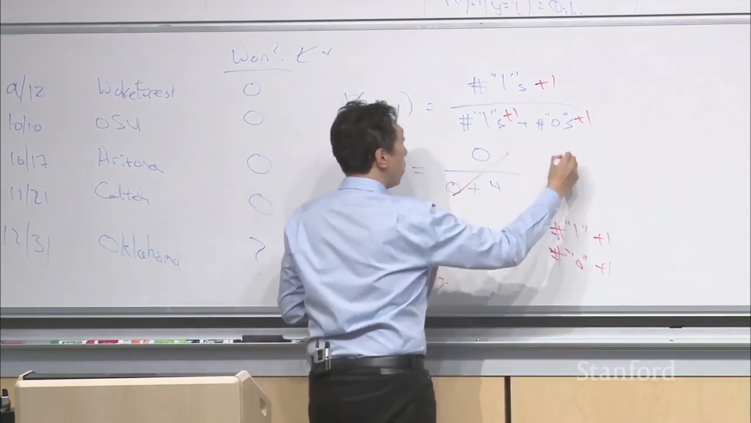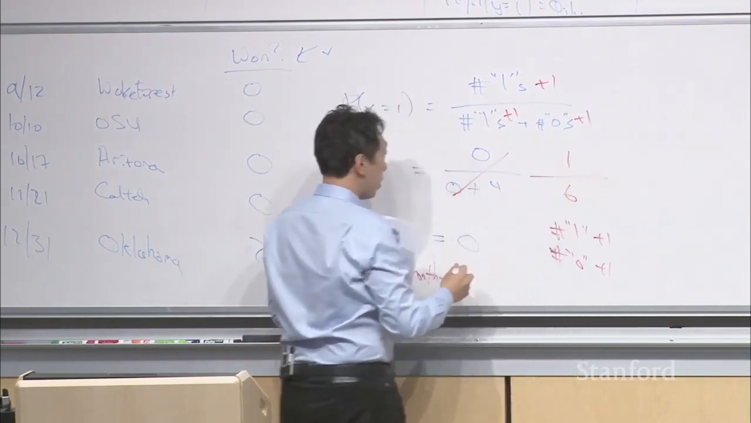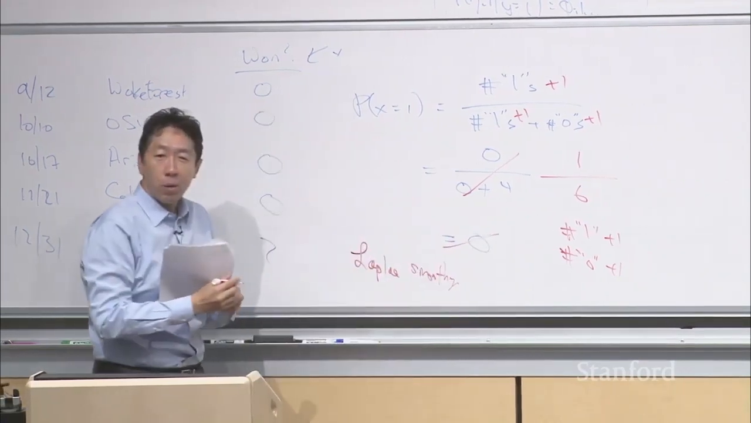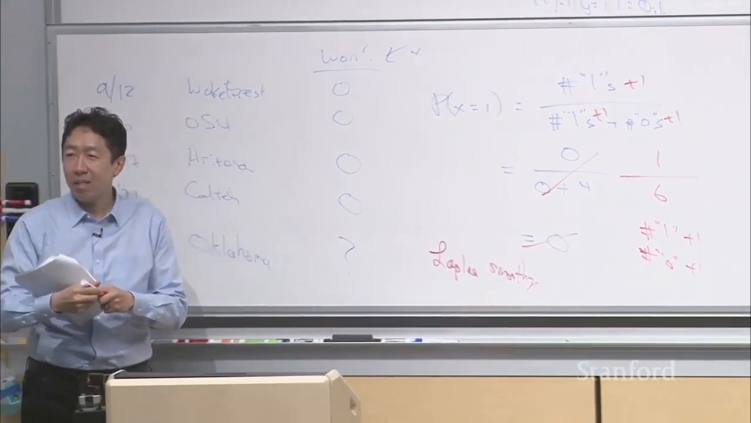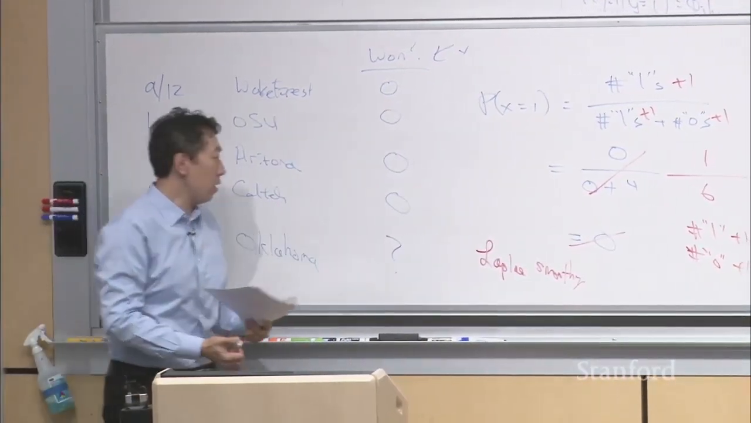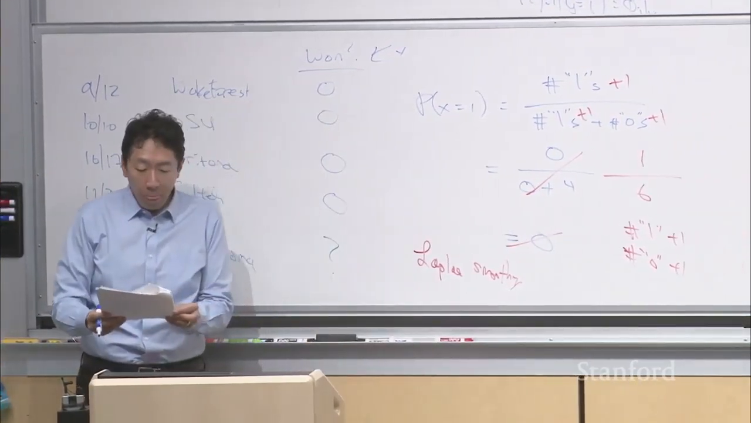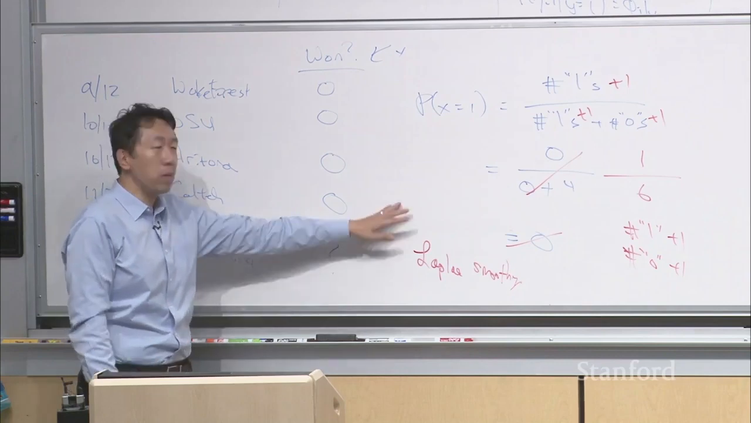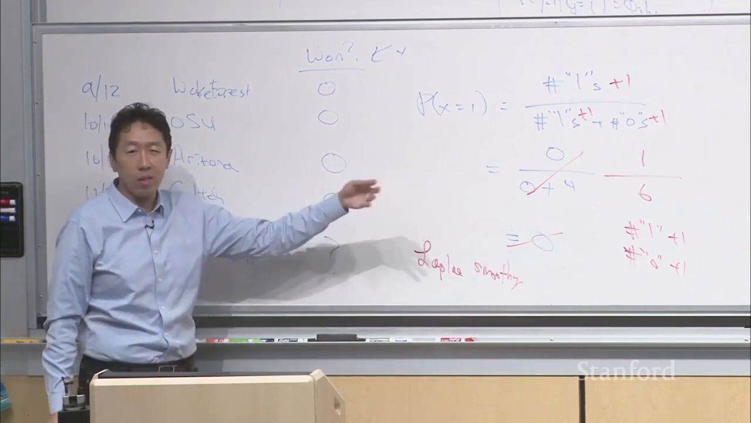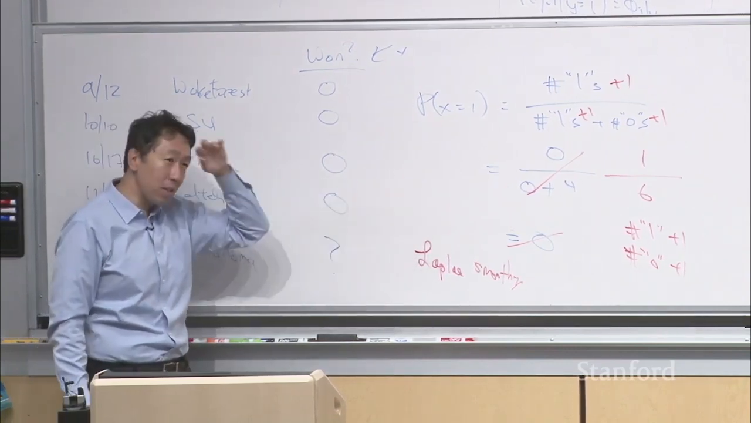And so this ends up being 1/6, right? And that's actually a more reasonable estimate for the chance of winning or losing the next game. And there's actually a certain set of circumstances under which there's an optimal estimate. So I didn't just make this out of thin air.